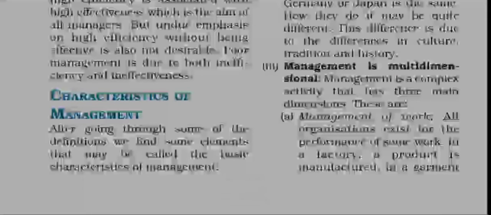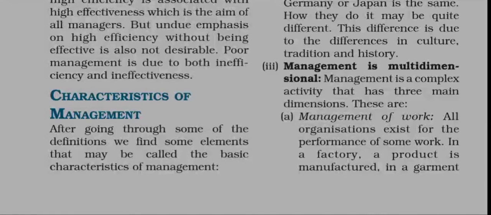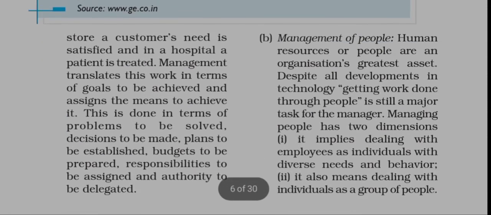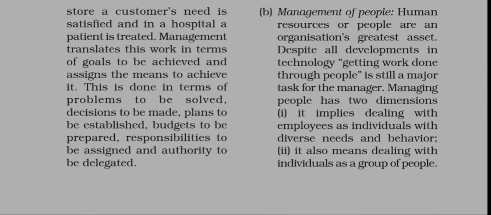Next, management is multidimensional. It involves three kinds of dimensions: management of work, management of people, and management of operations. One by one, we are going to discuss them now. Number one is management of work. What will management do in terms of work? Management translates the work to be done into goals to be achieved and assigns means to achieve it. This is done in terms of problems to be solved, decisions to be made, plans to be established, budgets to be prepared, responsibilities to be assigned, and authority to be delegated.